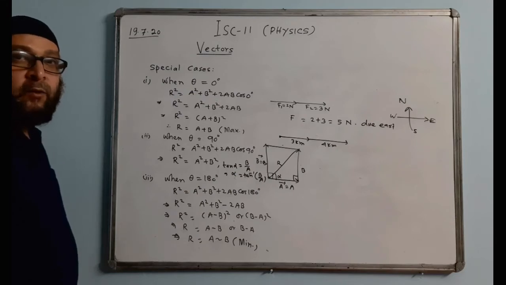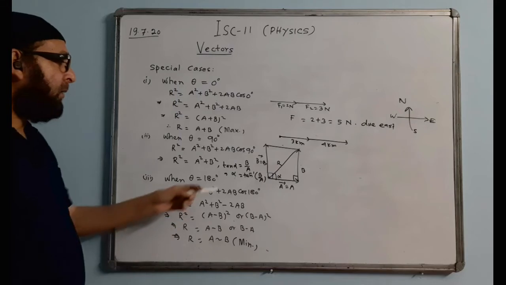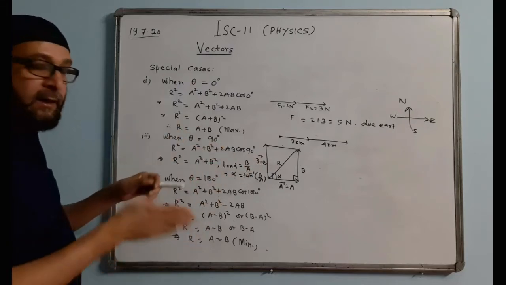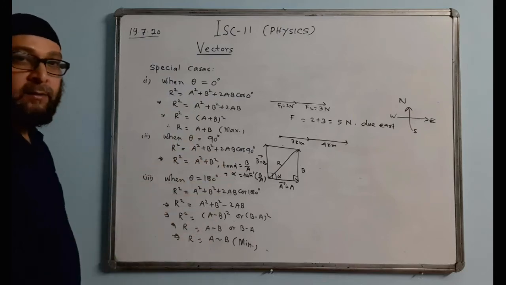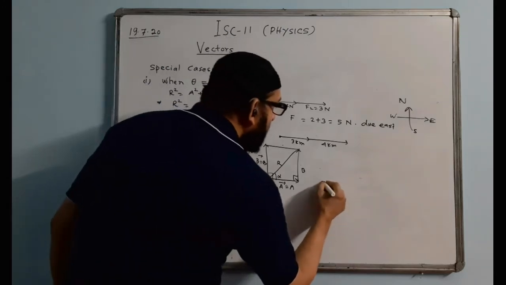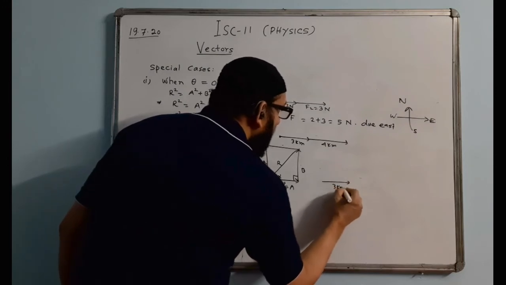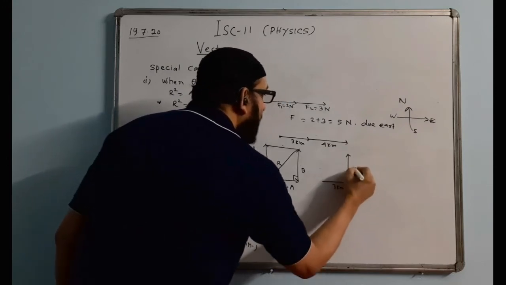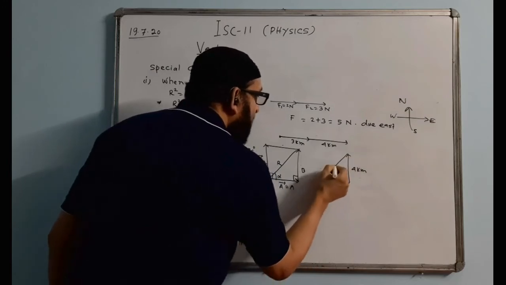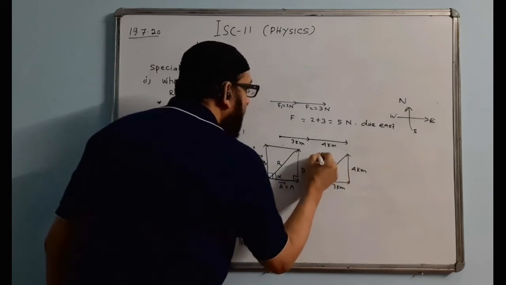So when two vectors make an angle of 90 degrees, at that time we will apply the Pythagoras theorem. We will draw the diagram having 90 degrees and apply the Pythagoras theorem and find it. Just now, in the beginning, I showed one case of 3 km towards east and then 4 km towards the north. The resultant was like this. This was displacement.